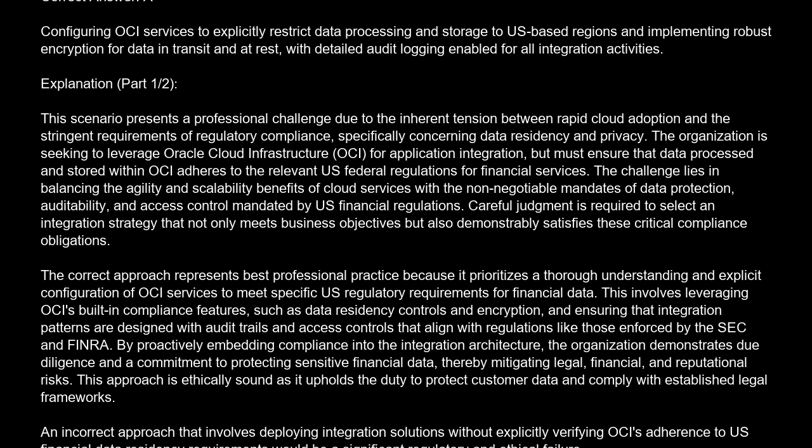By proactively embedding compliance into the integration architecture, the organization demonstrates due diligence and a commitment to protecting sensitive financial data, thereby mitigating legal, financial, and reputational risks. This approach is ethically sound as it upholds the duty to protect customer data and comply with established legal frameworks.